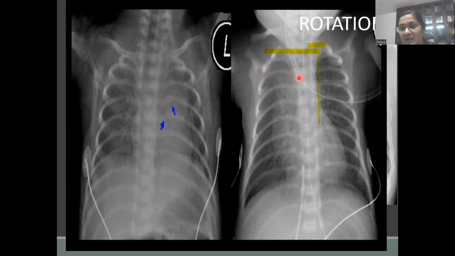When you look at this X-ray, this again is a rotated X-ray, but it is rotated to the right. The right ribs are longer than the left ones, and the right clavicle is at a higher position than the left clavicle. So this is a grossly rotated film, and the rotation is towards the right.